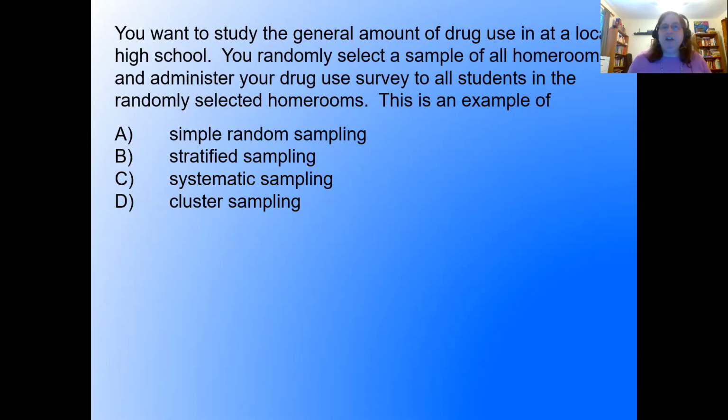Now note, with the stratified, we would have still been pulling names out of a hat. We just would have had 4 hats. One for freshmen, one for sophomores, one for juniors, one for seniors. But we're still pulling people individually. With cluster, once we choose our homerooms, it's everyone in those selected homerooms. Okay, so this was cluster.